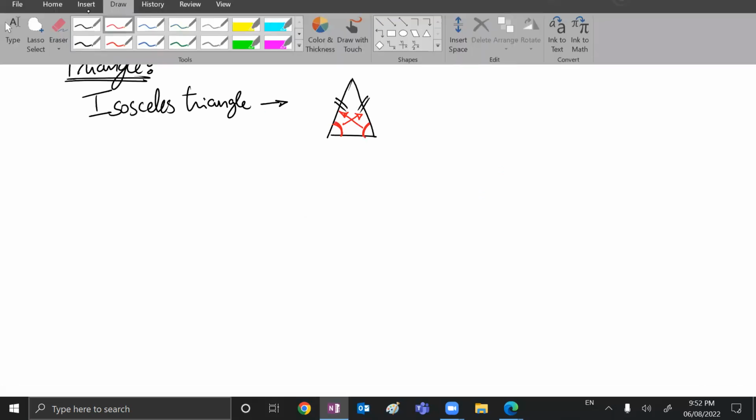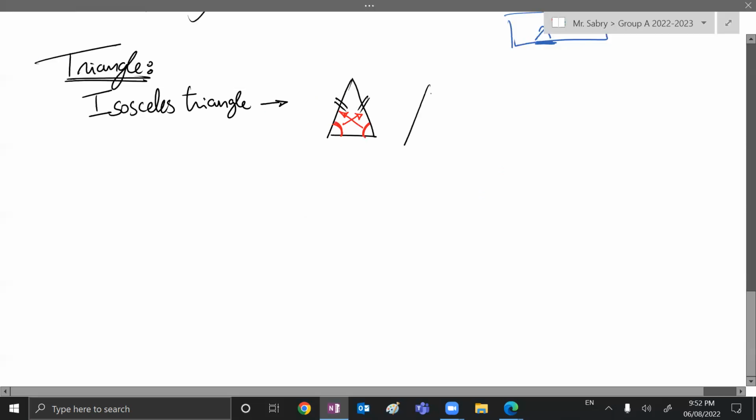Good. How is this used? It's either that they would give you a triangle and they would tell you that this is 40 and this is 40, and you would deduce out of this that this side must be equal to that one. Or that they would tell you from the very beginning that this side is 5 and this side is 5 and this angle is 30, for example, and you're trying to find the measures of these two.